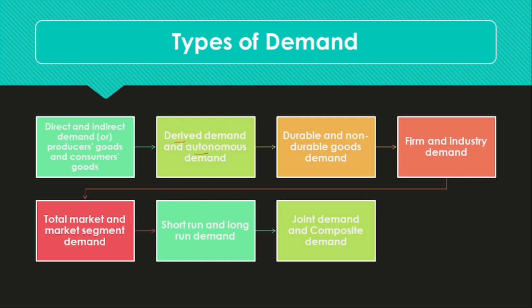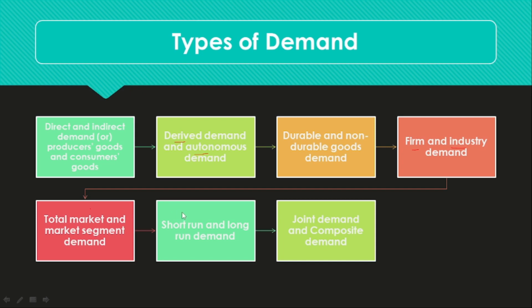Firm and industry demand. The demand for a particular product for an individual firm is the firm demand, and the sum total of all the demand curves of individual firms becomes the industry demand. So basically it is an individual demand, and this is the market demand, you can say. Now the next one is total demand and the market segment demand. This is another concept of firm demand and industry demand, you can say.